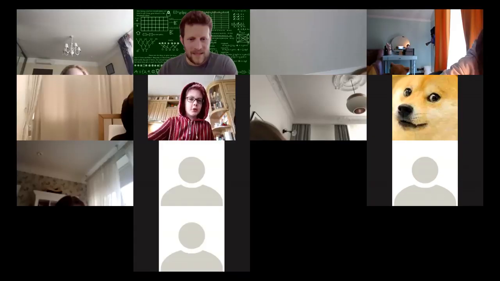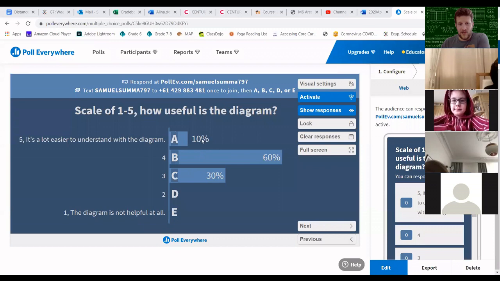Okay, cool. Let's check out what you guys had said. How useful is the diagram? Most people are skewed super high on this diagram being useful. There were some of you that thought it was extremely useful, and then some people that thought it's just pretty useful. I agree with you guys. I think this diagram is really useful.